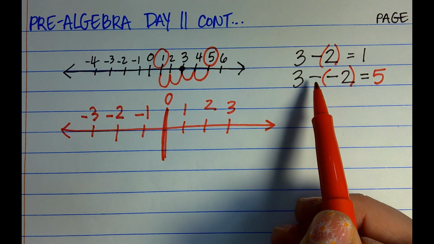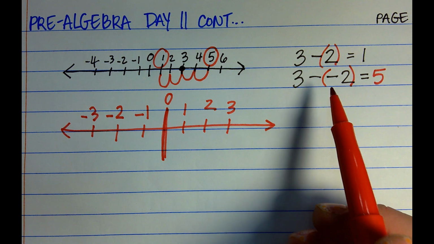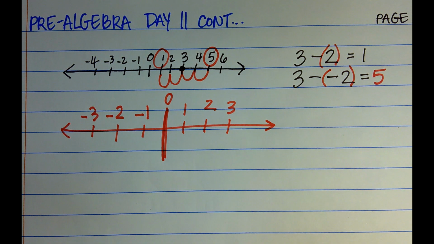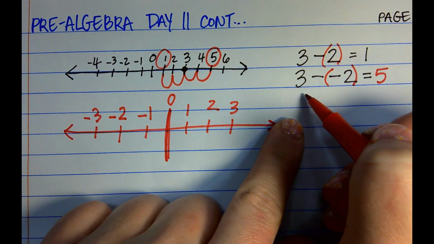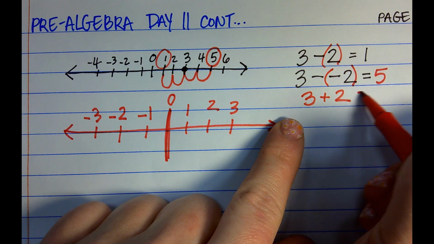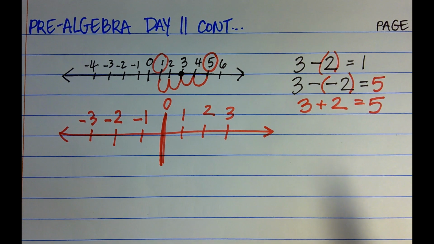So when you subtract a negative number, you're doing the opposite of what you would do when you subtract a positive number, because negative is the opposite of positive. So they just act in the opposite way. And whenever I move to the right, I also can see that 3 plus 2 is also 5. So these must be the same because I get the same answer. Does that help a little bit?